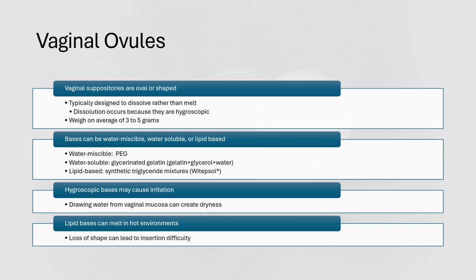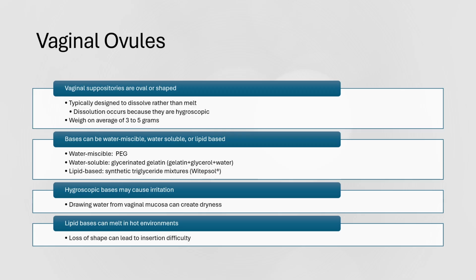The bases used to formulate ovules can be water-miscible, water-soluble, or lipid bases. An example of a water-miscible base is polyethylene glycol, and for water-soluble bases, glycerinated gelatin is used. Lipid bases can consist of synthetic triglyceride mixtures such as Witepsol, which is a brand name for a type of fat used in ovules. Lipid-based ovules are designed to melt in the vagina instead. Hygroscopic bases may cause irritation to vaginal mucosa by pulling in water and leading to dryness.